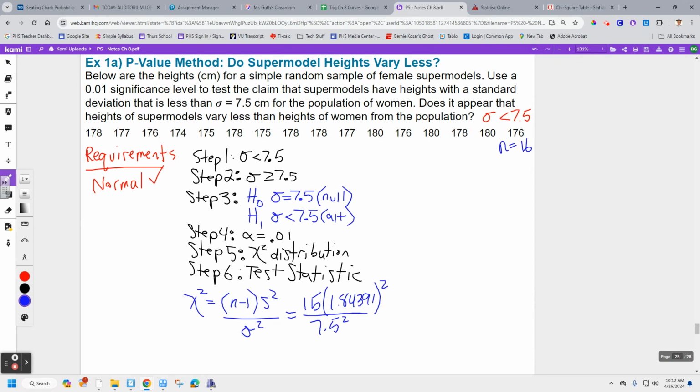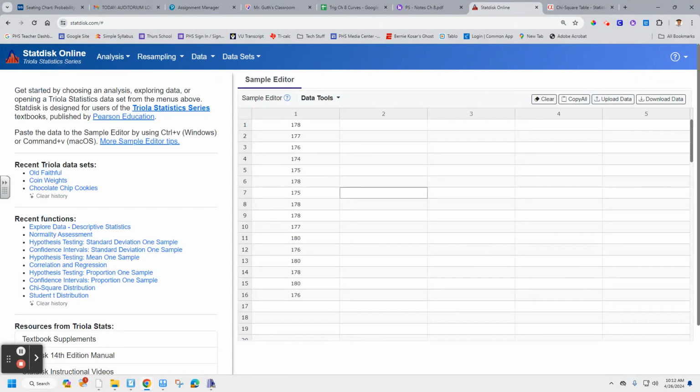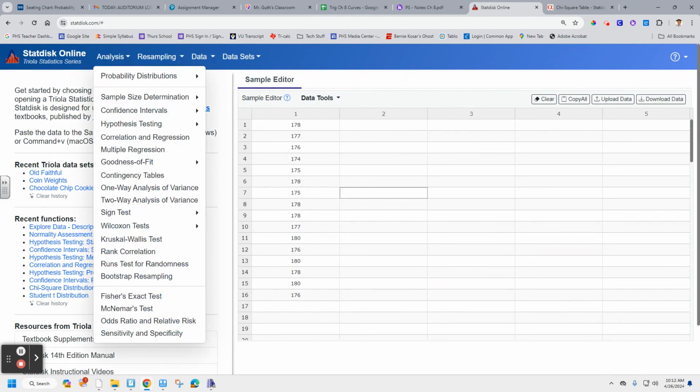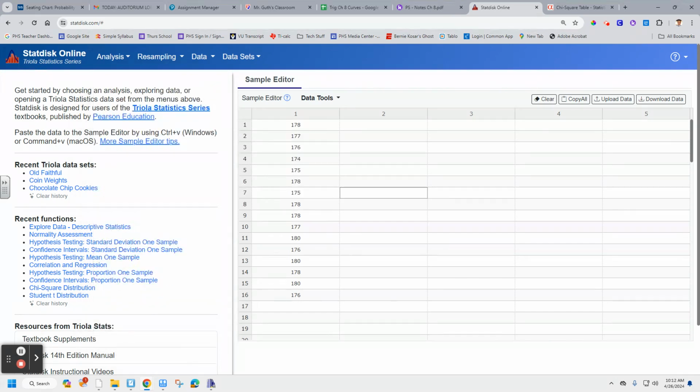So we're just doing the chi-square distribution, the test statistic. We type all that in and we get this number, 0.90667. It seems kind of silly, though, to use technology to get this number when we could just use technology to get this number. So if I've got all these typed in, what we're doing: analysis, hypothesis testing, standard deviation 1 sample.